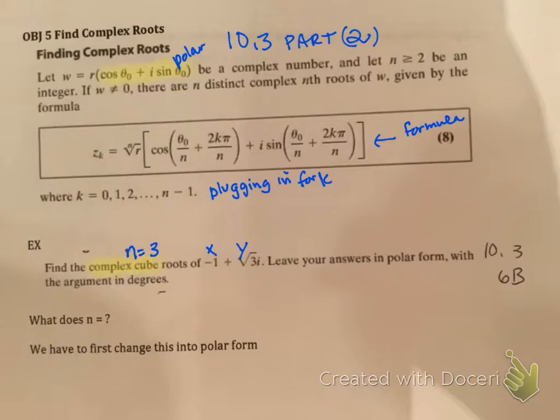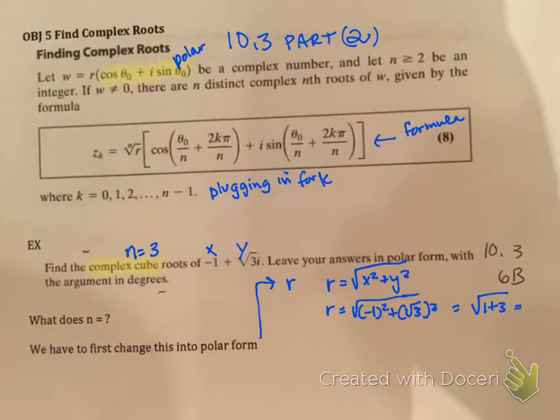So to find something in polar form, we have to find r first. And if you remember, r is the square root of x squared plus y squared. So if I plug in my values, I get the square root of -1 squared plus radical 3 squared. So what do I get? I get 1 plus 3, which equals the square root of 4, which equals 2. So I know that r equals 2.